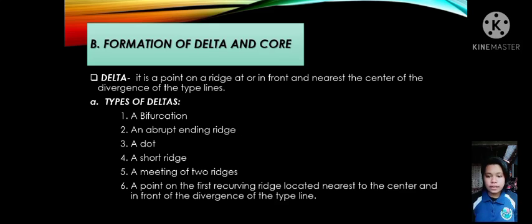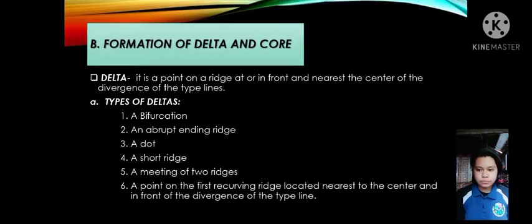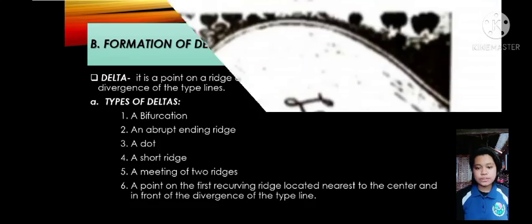Formation of delta and core. So, what is formation of delta and core? It is a focal point within the pattern areas of loops and whorls enclosed, the focal points which are used to classify them. These points are called delta and core. Delta, it is a point on a ridge at or in front of and nearest the center of the divergence of the type line. So delta looks like this.